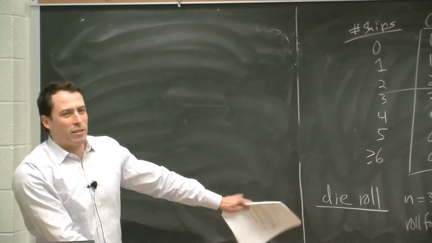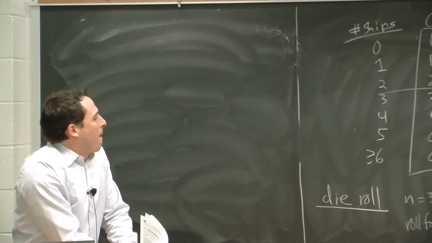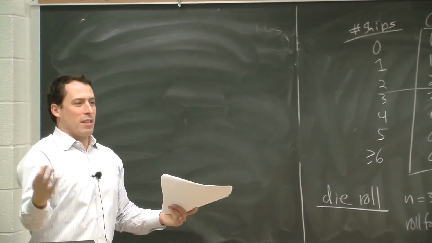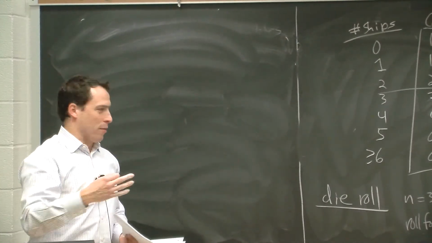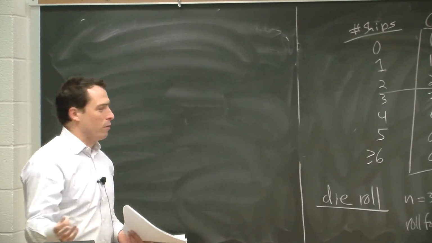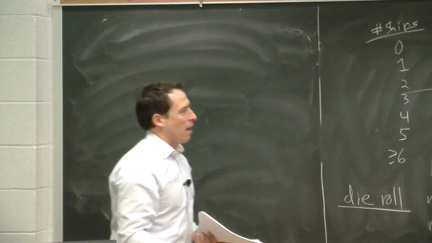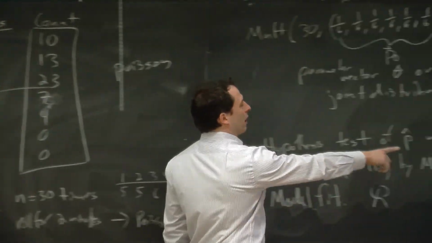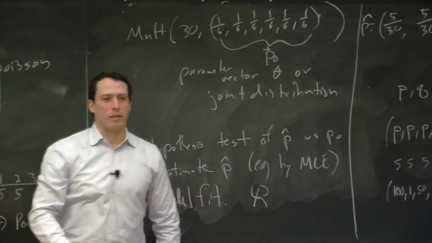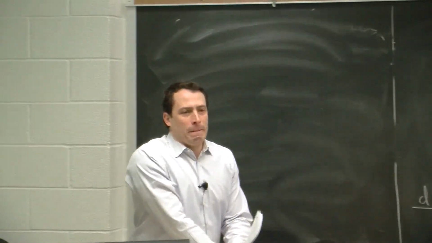So maybe think of something other than dice, which has this weird exclusivity thing. Maybe I'm counting the cars that are coming by, and I'm counting what color the cars are. Are they silver? Are they blue? Are they white? Are they red? It's not going to be this model anymore. It's not going to be a multinomial, it's going to be something else.